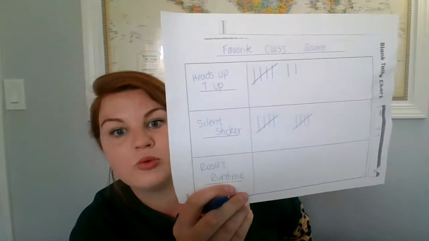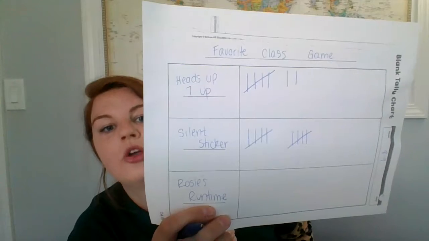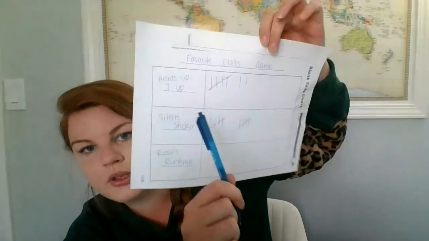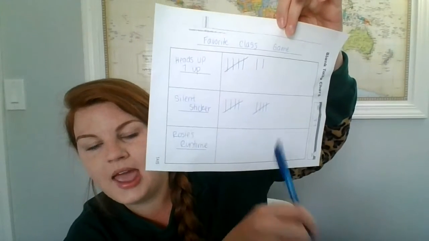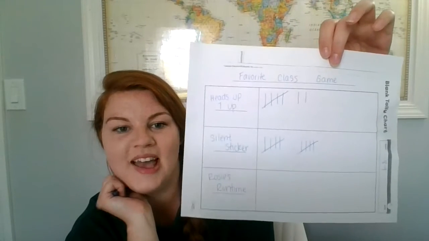Now we have to figure out how many kids voted for Rosie's Runtime. So just like our last problem, how many voted for Rosie's Runtime if there was 22? So you can see we have 7 plus 10. What's 7 plus 10? 7 plus 10 is 17.